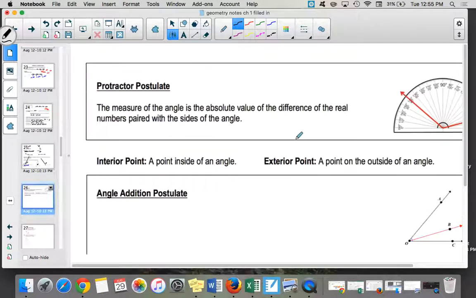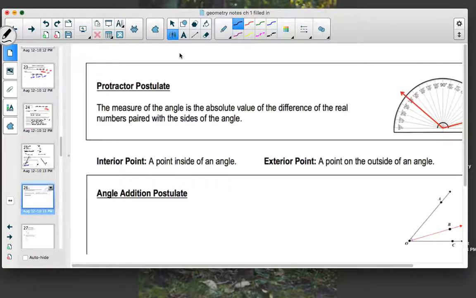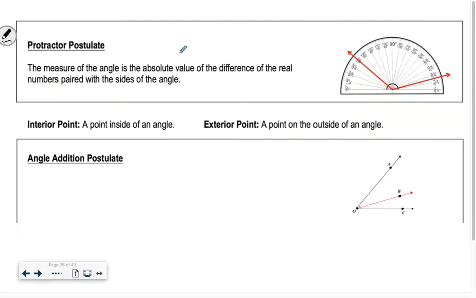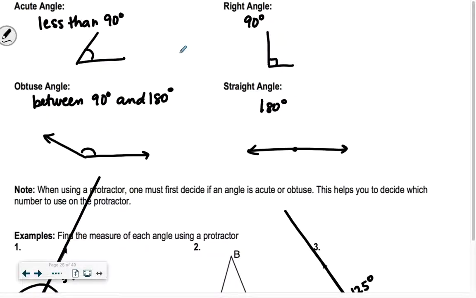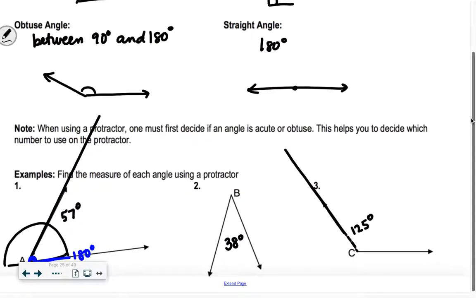So the next thing, the ruler postulate. It says the measure of the angle is the absolute value of the difference of the real numbers paired with the sides of the angle. Now, when I was finding the measure of these angles, I told you that I put my protractor like this. Can you guys see on my screen? I put it like this. Doesn't that make it much easier?